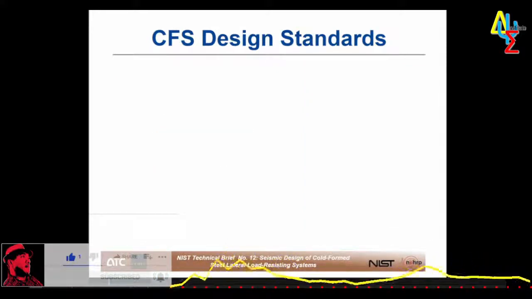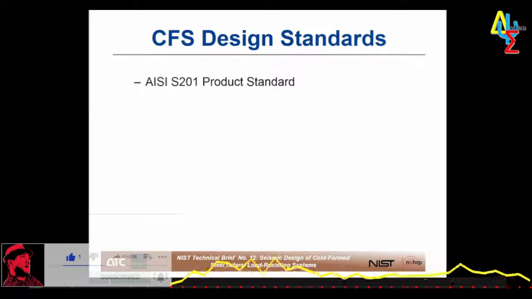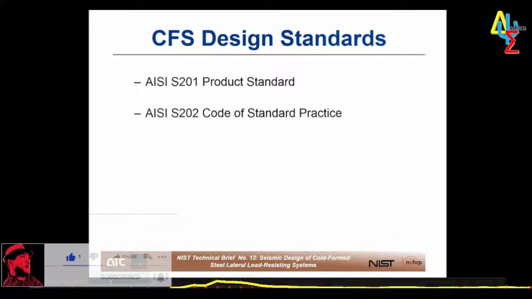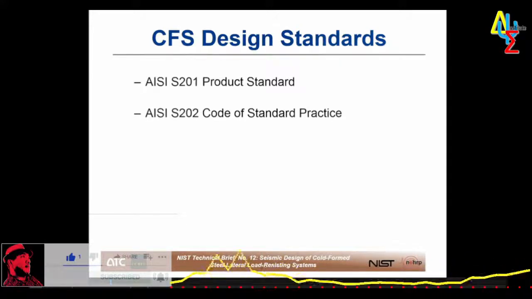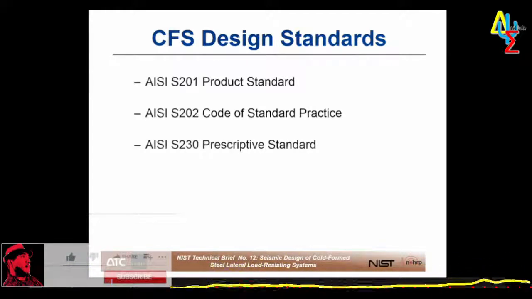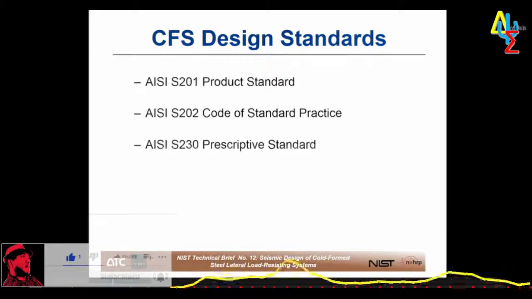AISI also publishes a number of standards to address industry issues specifically related to cold form steel framing. AISI S200 is a product standard that addresses material and product requirements for both structural and non-structural members. S202 is the code of standard practice, which addresses design, fabrication, and installation of CFS structural framing. S230 is a prescriptive standard which provides requirements for the design of residential structures up to 3 stories in height. So generally this is not for use in determining engineering designs so much as for unengineered systems where a builder can use the standard without necessarily going through all of the engineering processes.